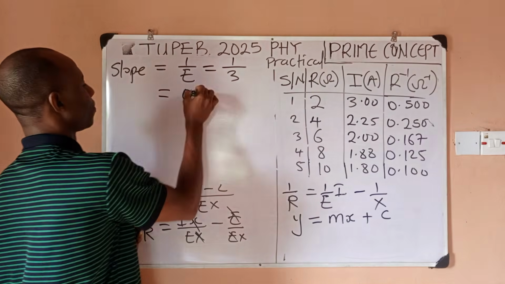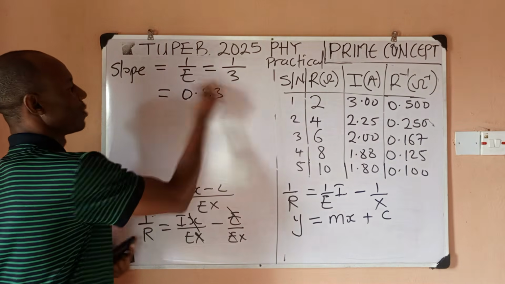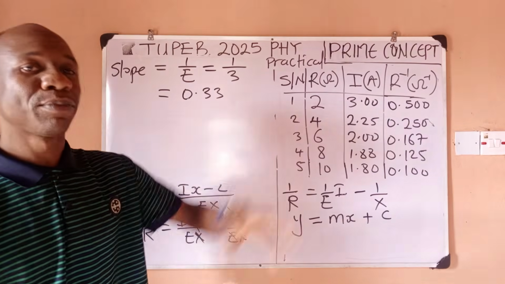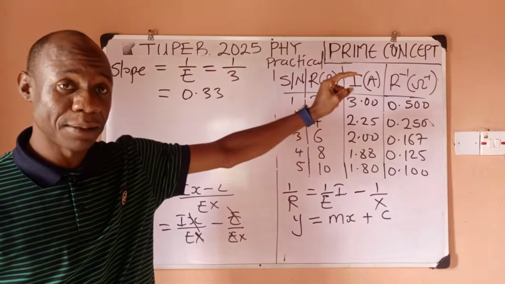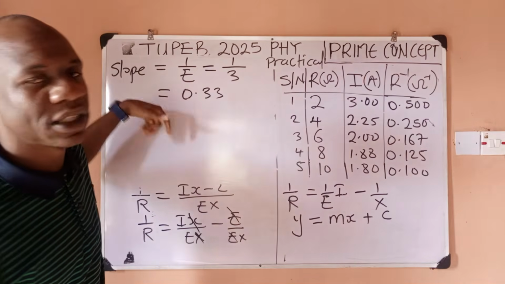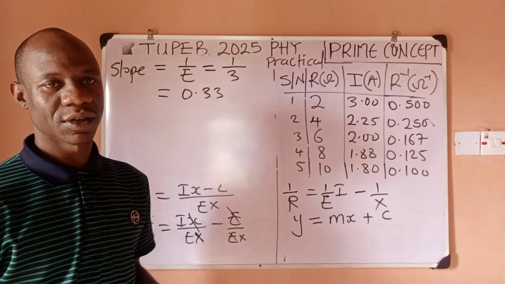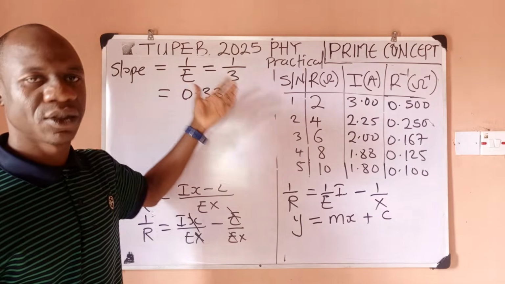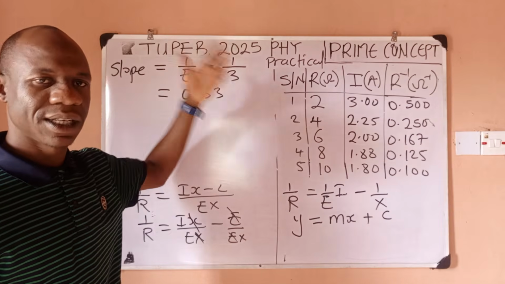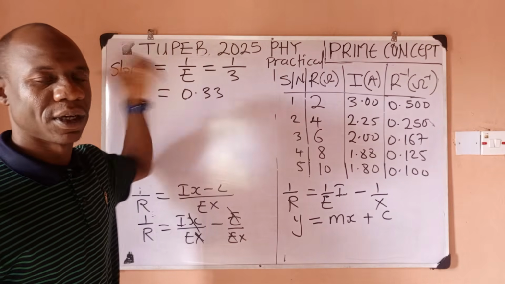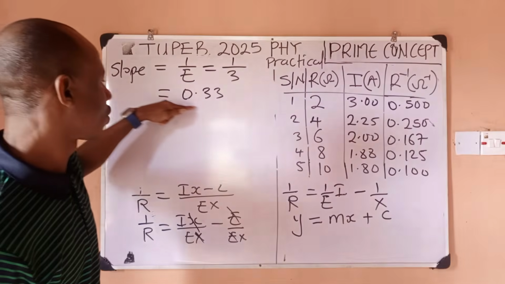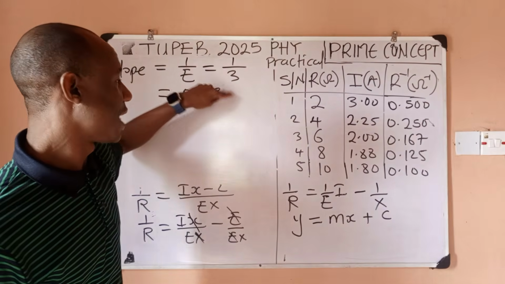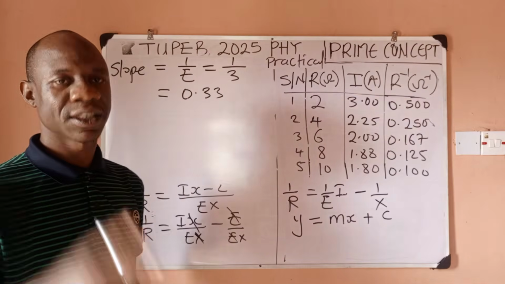So your slope should be around 0.333. When you have plotted this graph in this particular exam and your slope is far from this value, it means that your answer is wrong. So your slope should be around 0.33. If you get 0.32, you are correct. 0.34, you are still correct. 0.31 is still acceptable. So if in this exam you got something around this, then just go and relax because you've passed it.